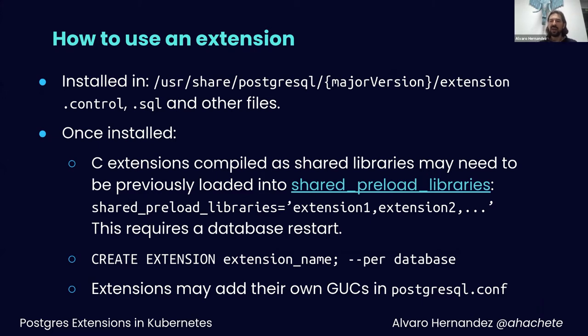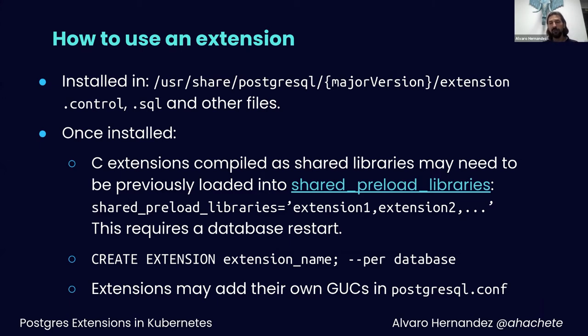Now, once the extension is installed, if it is a C extension, which is going to load the shared library into the Postgres space, then it probably needs to be loaded via a mechanism which is a postgresql.conf configuration parameter called shared_preload_libraries. This is a list, a CSV list, of extensions that you want to preload when the database starts. So you add the extension to this parameter, and then you require a database restart because those are loaded into memory at the start of the database. And we'll still see how it's also important later.